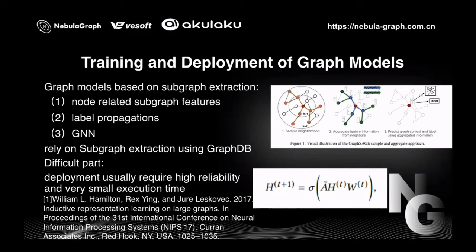And second is label propagation. So you have some labels, for example, risk labels or good labels, and we attach those labels to the nodes, and we propagate those labels according to some rules. And lastly, and most importantly, the graph neural networks. To deploy graph neural networks in real time or nearly real time, we do need a graph database. And all these models rely on subgraph extractions used on a graph database.